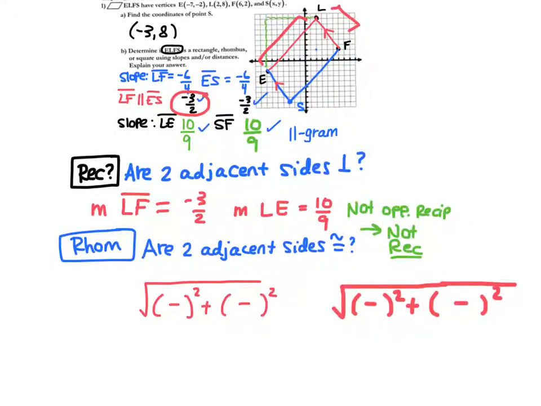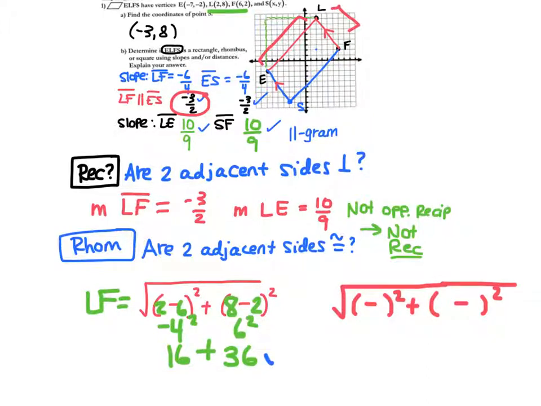Okay, I'll pick the same two sides, LE and LF. So the distance of LF, L and F, I'm plugging in my X values, 2 and 6. I'm plugging in my Y values, 8 and 2. 2 minus 6, negative 4 squared, 16. 8 minus 2, 6. 6 squared, 36. My distance is root 52.